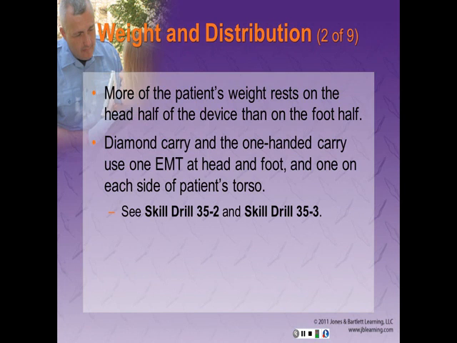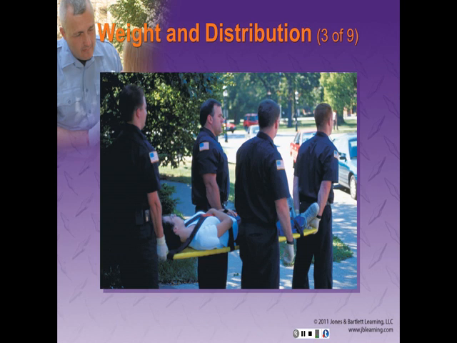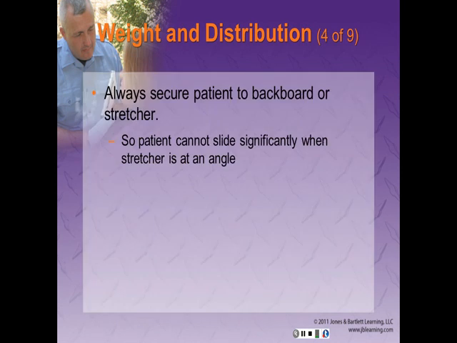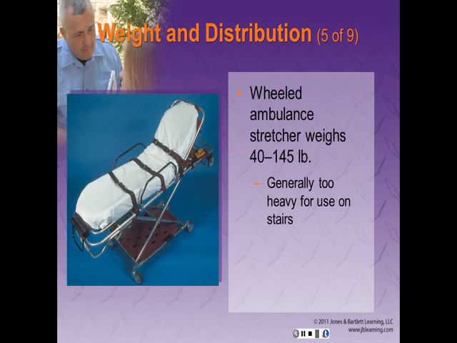There is a technique called the diamond carry. It uses one EMT at the head and one at the foot of the backboard and one on each side of the torso. In other words, a 4-person lift. There are skill drills for this as well that you will see. This is an example of a diamond carry. Always secure the patient to the backboard or stretcher. This is so the patient cannot slide significantly when the backboard or stretcher may be at an angle.